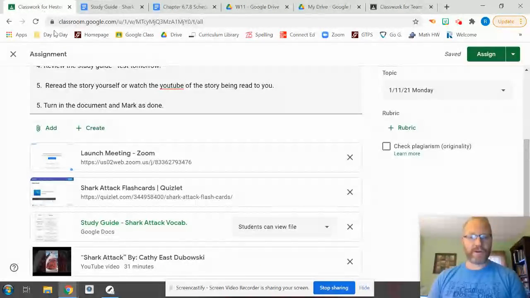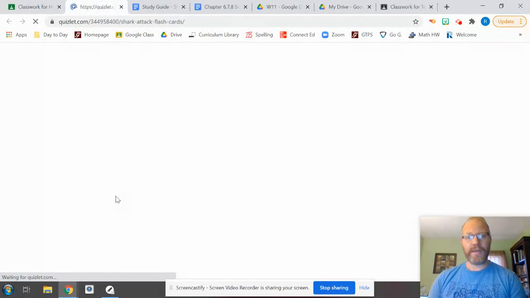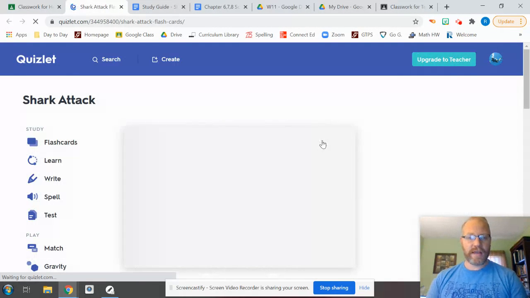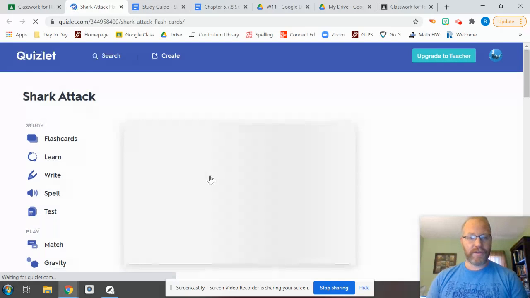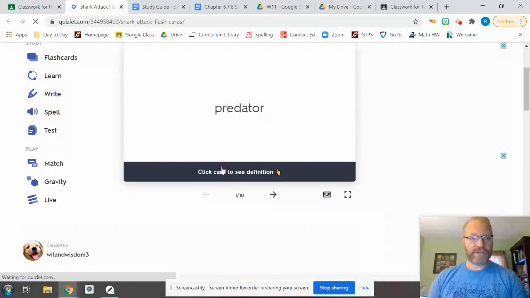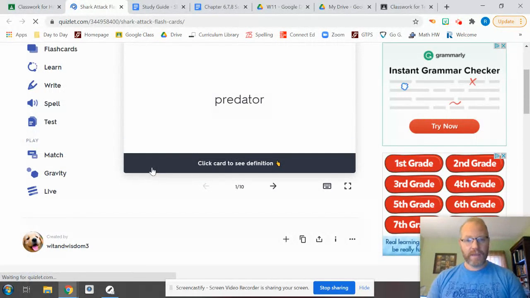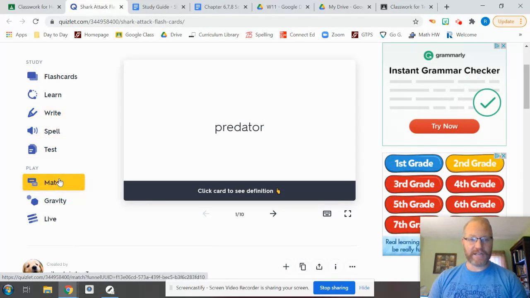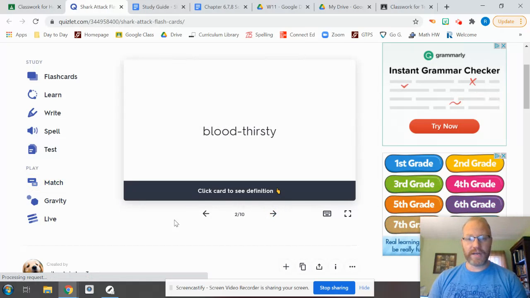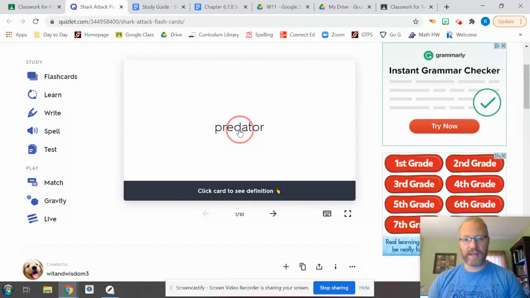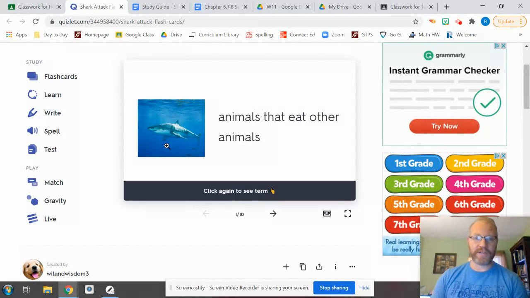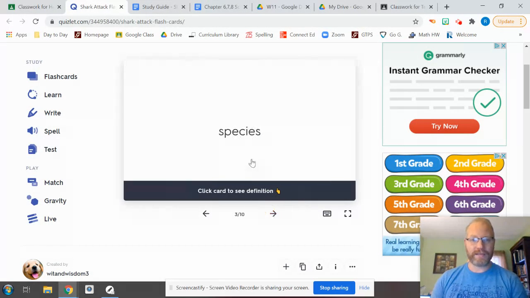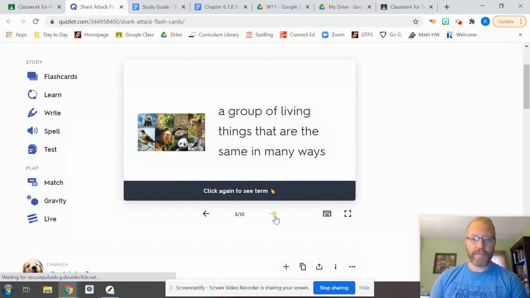Once you finish studying those words, you're going to click on the Quizlet. When you open up the Quizlet, you're going to be completing the flashcards. Once you finish the flashcards, you're going to go into the next portion, where you can do some of the activities that are here. You have a test, you can spell the words, you can write the words, you can play a match game. Each one has the word as well as the definition on the back. So you click the word and you'll see the meaning along with sometimes a picture that shows what that word meant.